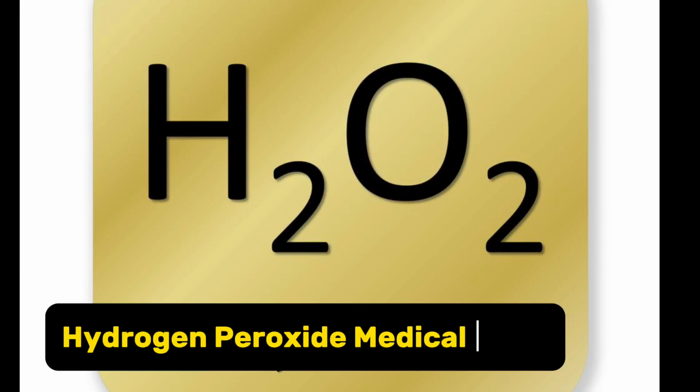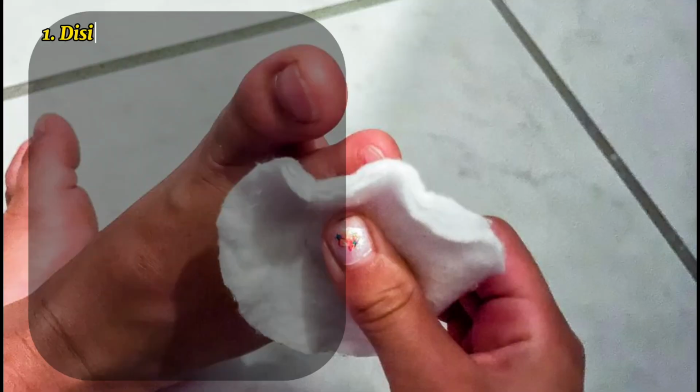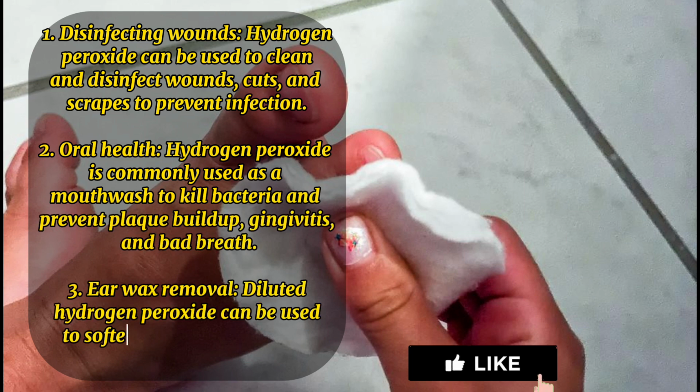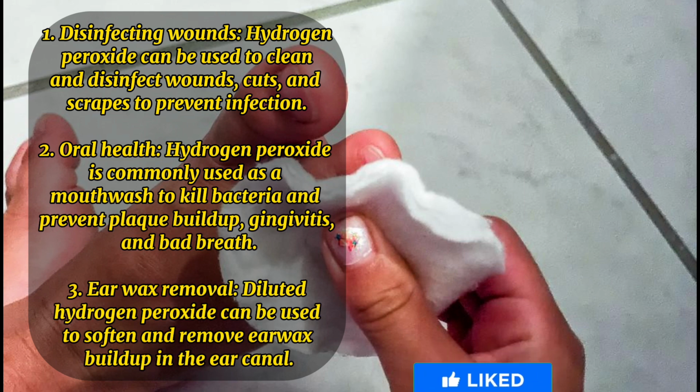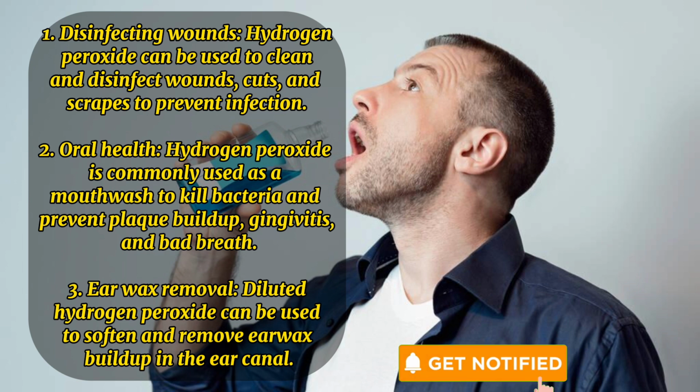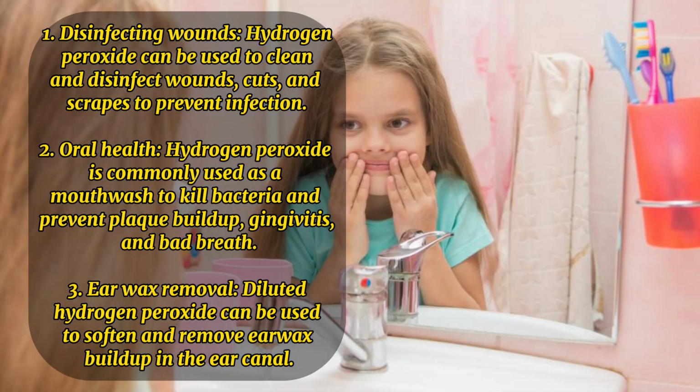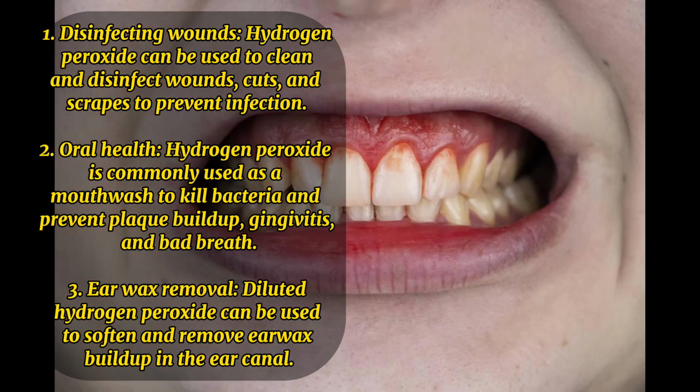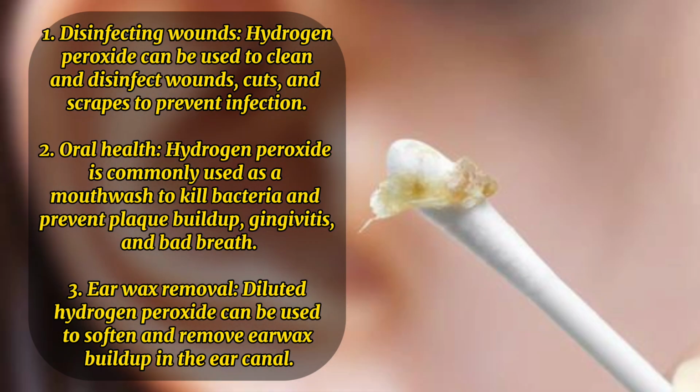Hydrogen peroxide medical uses. 1. Disinfecting wounds. Hydrogen peroxide can be used to clean and disinfect wounds, cuts, and scrapes to prevent infection. 2. Oral health. Hydrogen peroxide is commonly used as a mouthwash to kill bacteria and prevent plaque buildup, gingivitis, and bad breath.